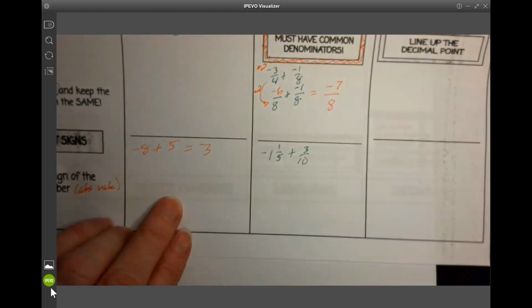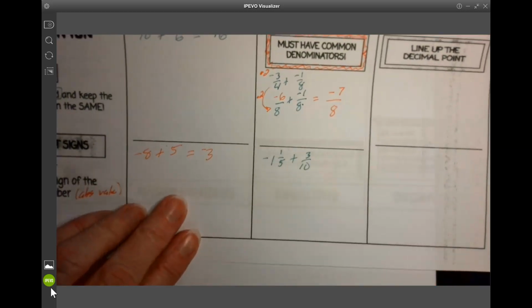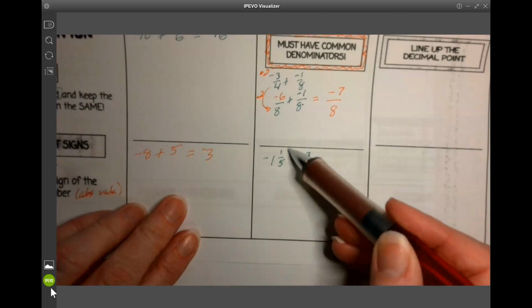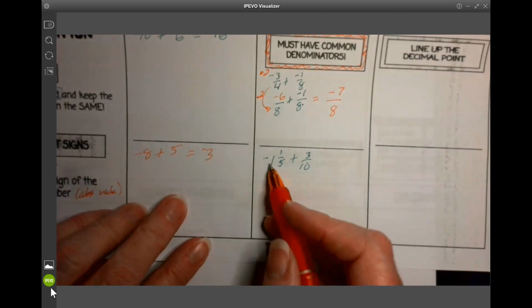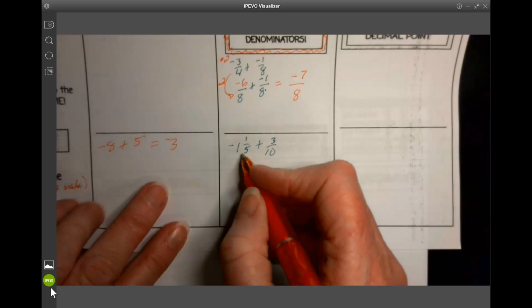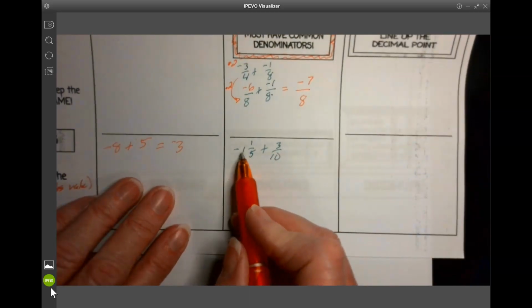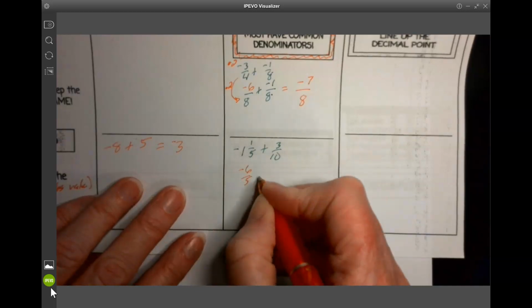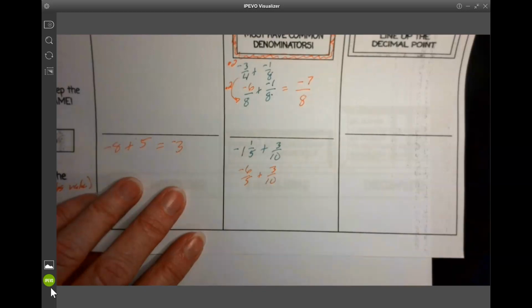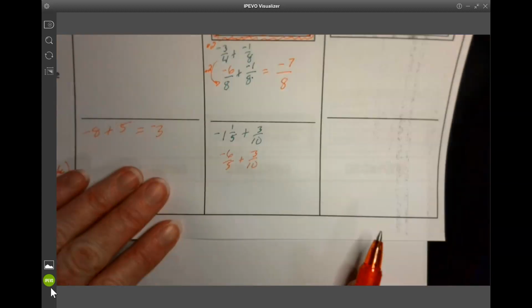So I have to find my rules for addition. But this one is cool because look at this right here. Okay? We have a mixed number. We always have to change our mixed numbers to improper fractions if we're going to add when we have different signs. So that's the first thing I'm going to have to do. I'm going to have to change that to an improper fraction. And I do it by taking the whole number times the denominator. 1 times 5 is 5, plus 1, I get negative 6/5. Now we're not done because we must have a common denominator. So I've got to get a common denominator.